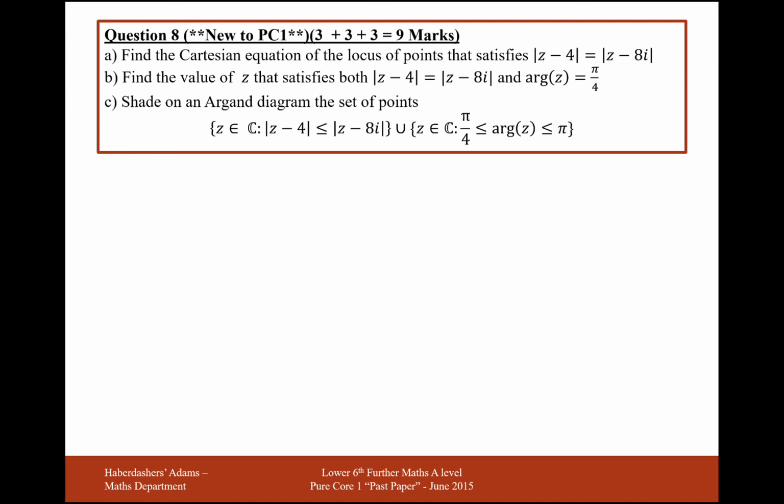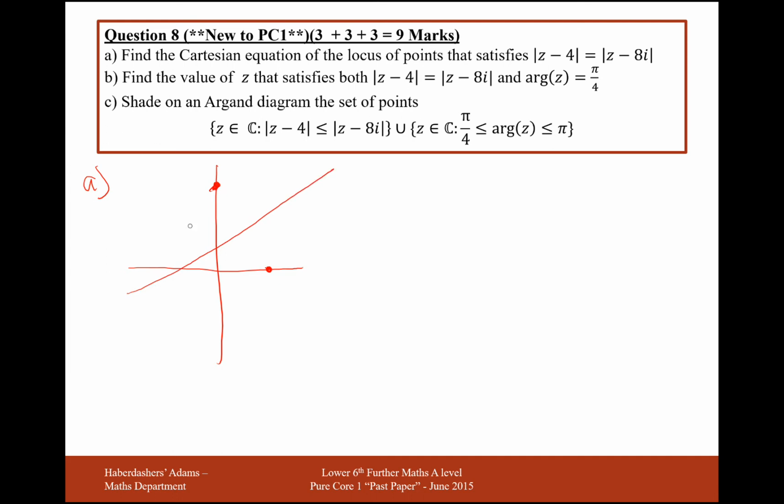So, question 8a is to find the Cartesian equation of the locus of points that satisfies modulus of z minus 4 equals modulus of 8 minus z. Just drawing a diagram to start this question off, it's going to be the perpendicular bisector of the coordinate at 4 and at 8i. So it's going to be this line here.